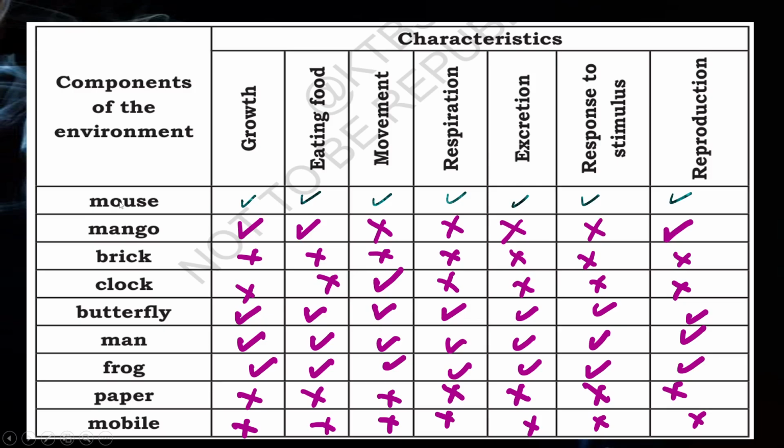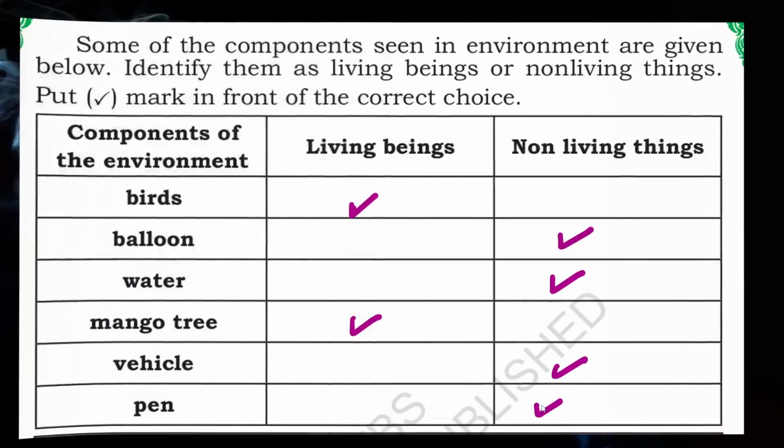This is given here. Mouse is a living thing. Mango is a seed. It is not a living thing, but it can sprout. Okay. Brick, clock are non-living. See, it is marked right here for the moment, even though it is a non-living thing. Butterfly, living. Man, living. Frog, living thing. Paper, non-living thing. Mobile, non-living thing. You have to mark like this.